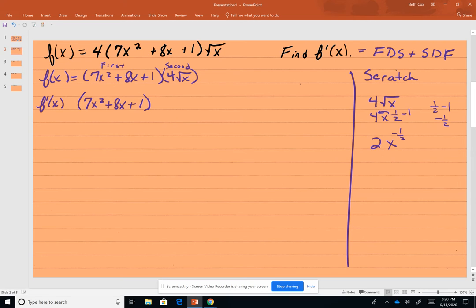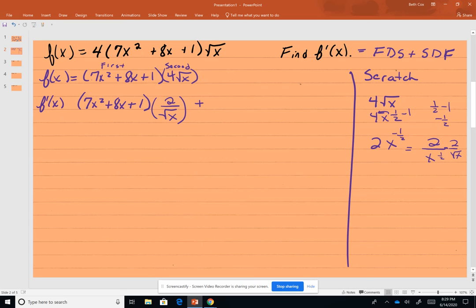Okay, and now I'm going to rewrite that. That's 2 over x to the 1/2. That's what a negative exponent means. And then a fractional exponent makes this 2 over the square root of x. So that's the derivative of 4 times the square root of x. It's 2 over the square root of x. So that's the derivative of the second.